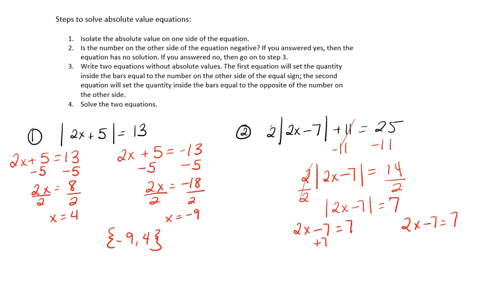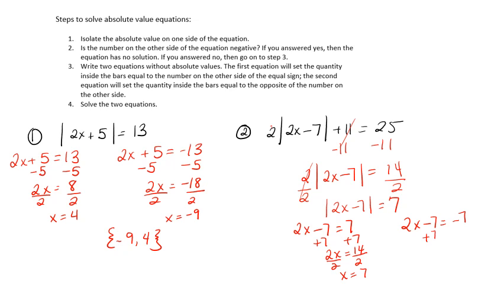Add 7. 2x equals 14. Divide by 2. One of my solutions is 7. This should be negative 7. I forgot to make this a negative. So make sure we're clear on that. I was like, that's the same equation.